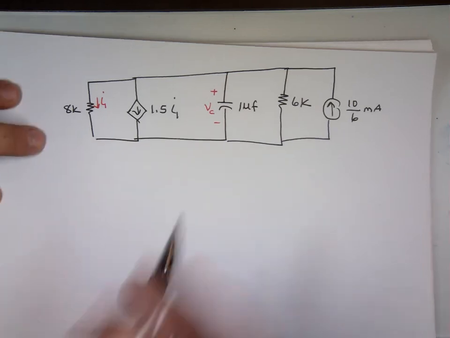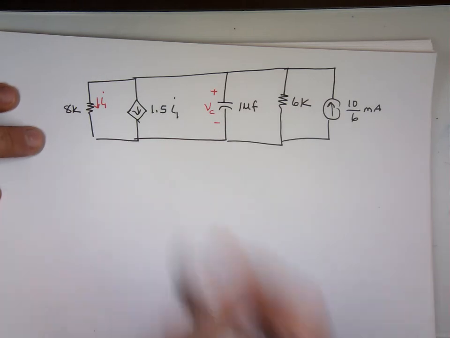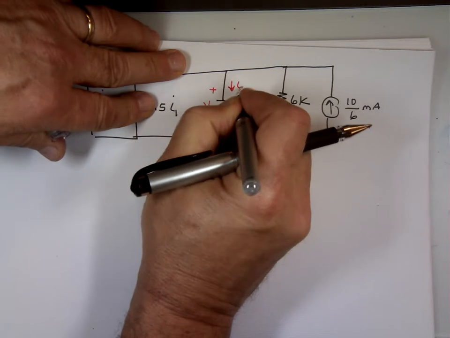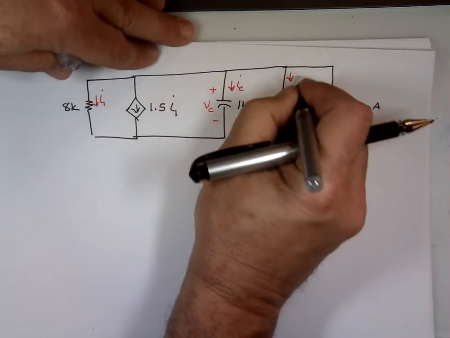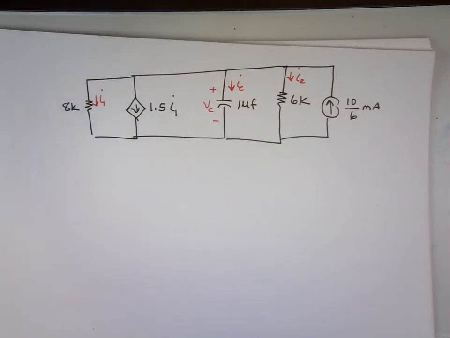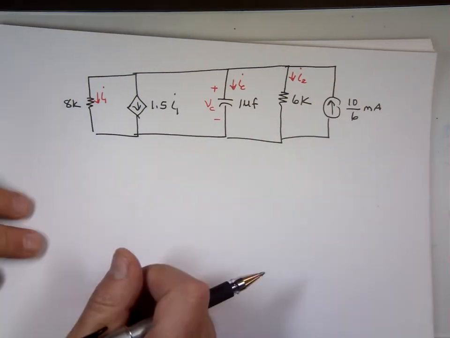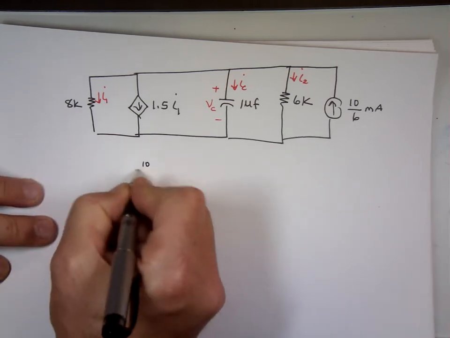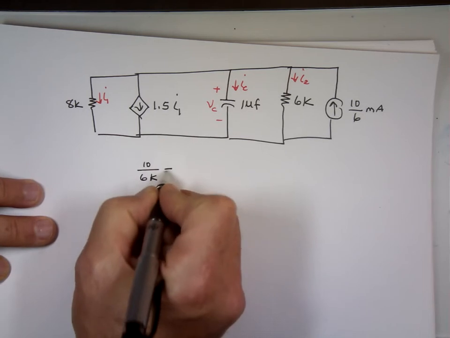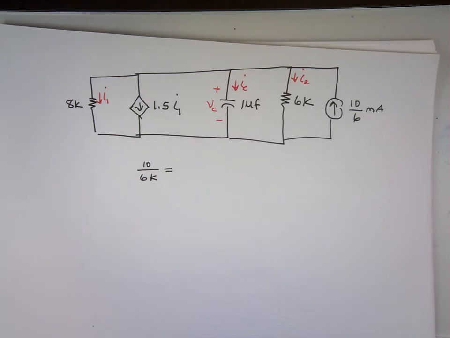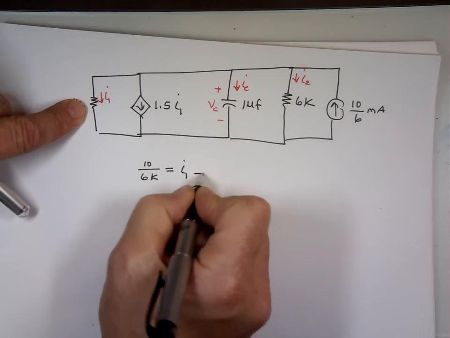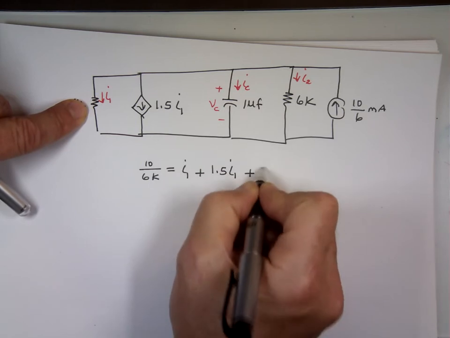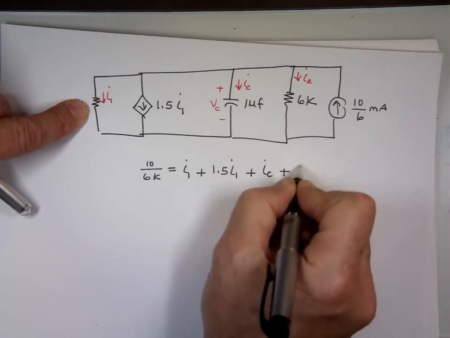I can do KCL, assign current leaving, coming in the direction you want to. Current coming down, I sub C. We'll call this I sub 2. All the currents entering that node, the top node, should equal all the current leaving that node. What's the current entering the top node? 10/6K. What's leaving that node? I sub 1 plus 1.5 I sub 1 plus I sub C plus I sub 2.